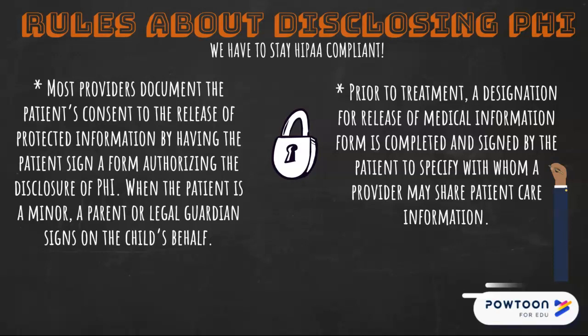So if I'm filling out a form for myself, then I would list my husband as the person to have access to my health care in case I am unable to. For my children, it's myself and my husband. So it's basically who that provider is allowed to share your information with.